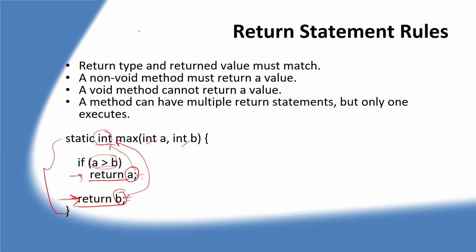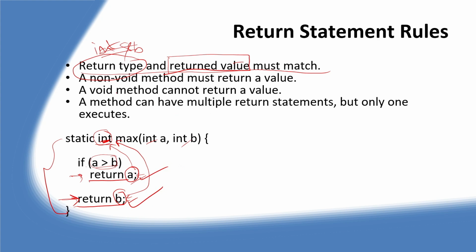So here what they have written: return type and return value must match. What is the return type? A and B. Sorry. This is the return type, int. And return values, here it is returned values. Value means this one, A and B. So return type and return values must match.